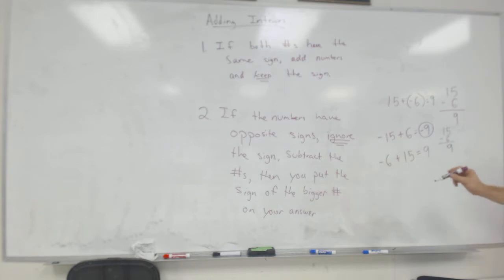What if I had this one? 6 plus negative 15. It would be 15 minus 6, so it's still going to be 9, but it would be negative. Why? Because you use the sign of the bigger number.